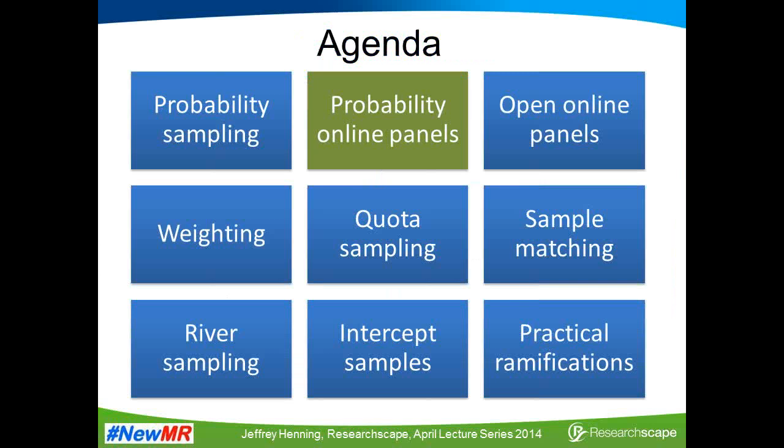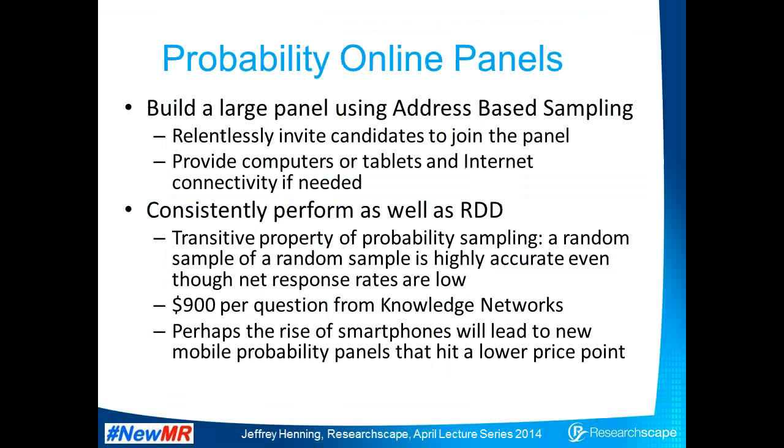But obviously, for most of us, we do very few RDD studies these days. One option that's not always talked about is a probability online panel. And so I wanted to talk about those in a little more detail. I know some European countries have these. In the US, we have Knowledge Networks, which I'll talk about. Basically, you build a large panel using some sort of method. In the U.S., it was address-based sampling, so the U.S. Post Office has a good record of every address in the U.S., and so they relentlessly invited candidates to join the panel through mail campaigns.